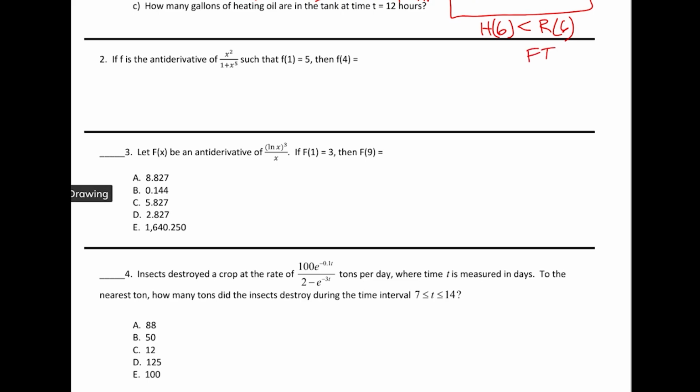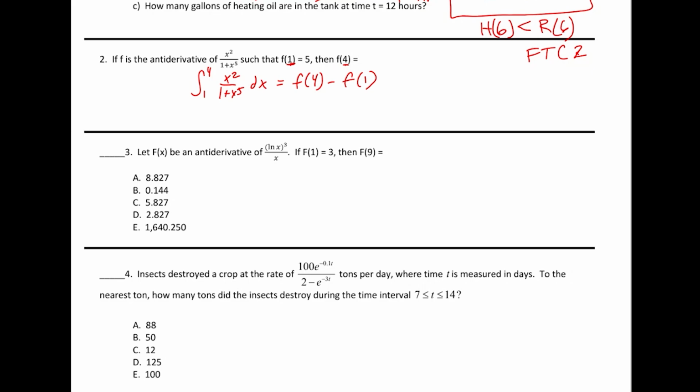and we're going to basically set up that second fundamental theorem, which says that the integral from a to b, and the a to b that we want to use are going to be these boundaries 1 and 4, of that function, so of x squared over 1 plus x to the fifth dx, is equal to f of 4 minus f of 1. And we can set that up because it says that f is the antiderivative of that expression.